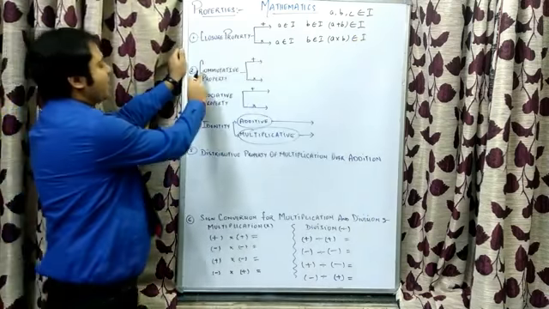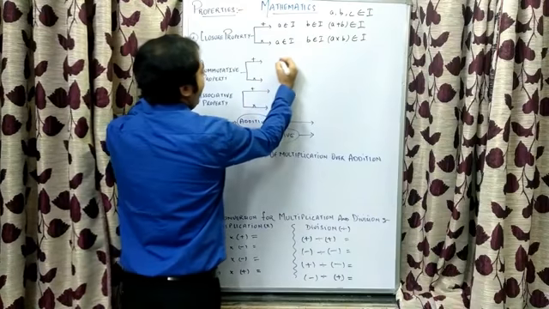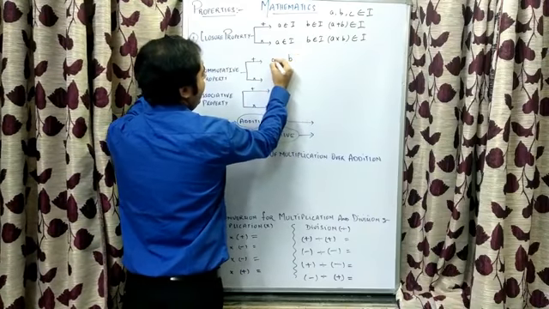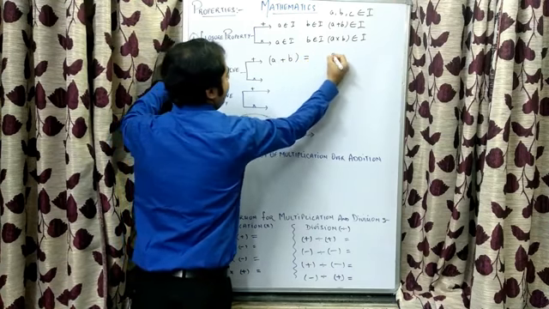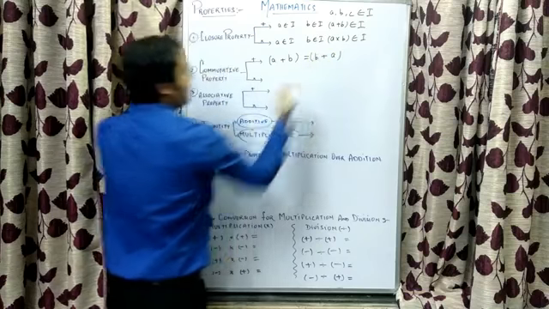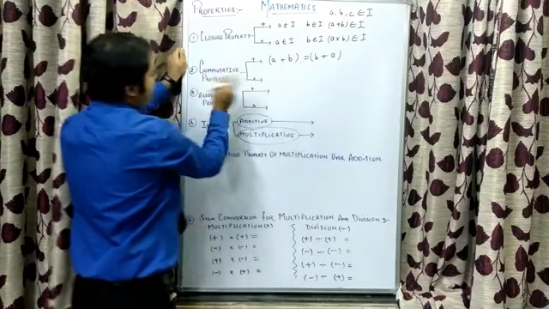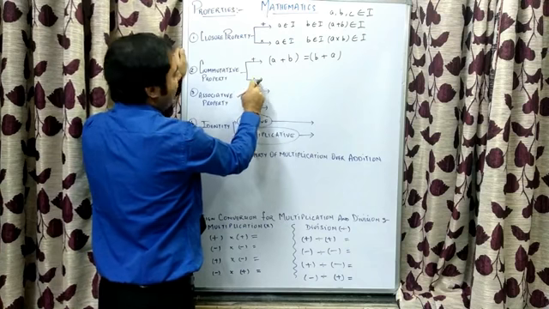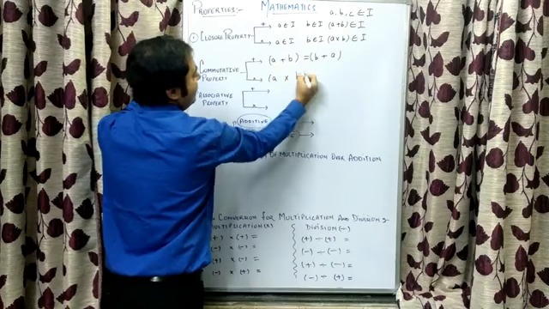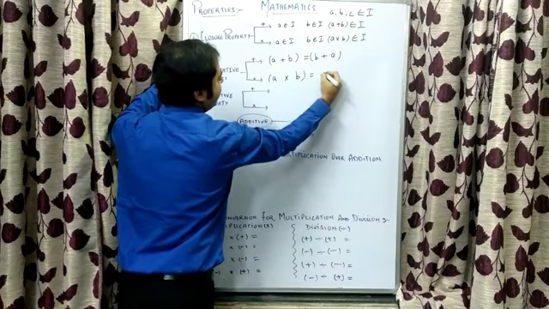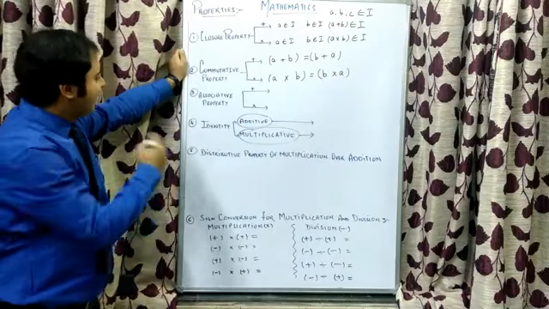Second property, commutative property of addition. Commutative property of addition states that if we are adding b to a, it will be similar to adding a to b. That means the position does not matter while we are adding. Commutative property of multiplication states that if we are multiplying b by a, it will be similar to multiplying a by b.